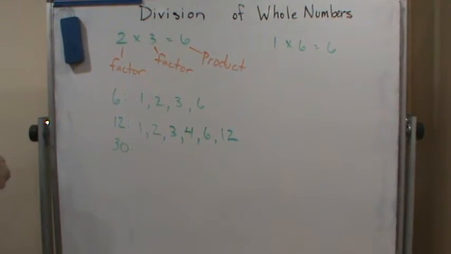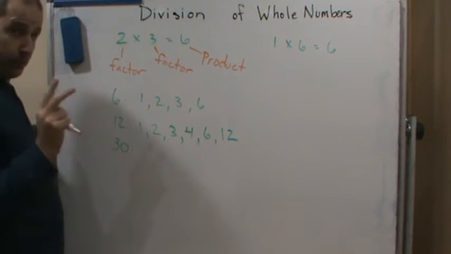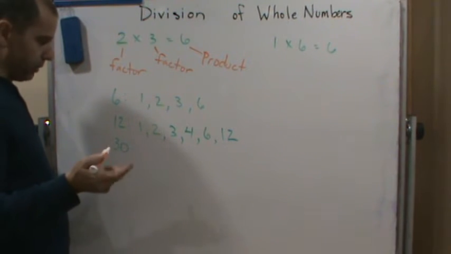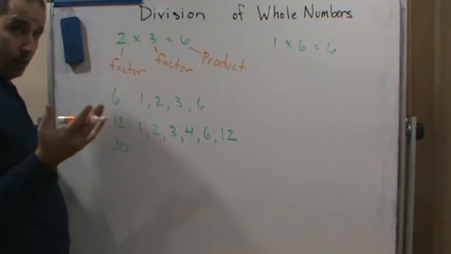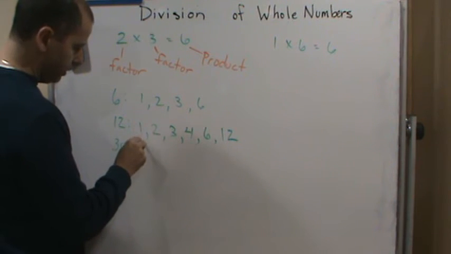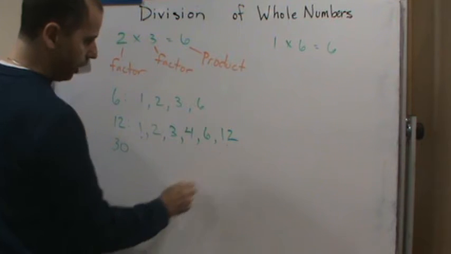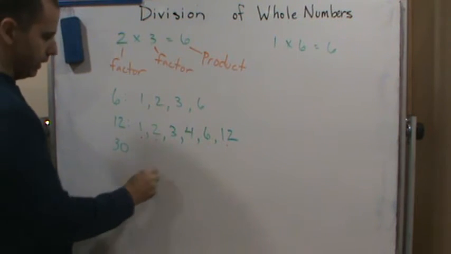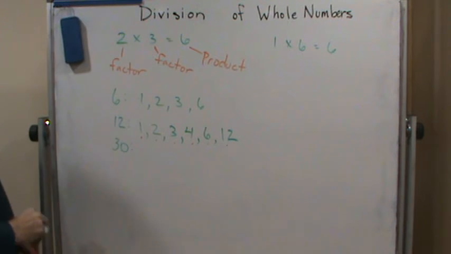Now notice something here. Notice that there are pairs of numbers that will multiply to give us 12. So 1 times 12 equals 12, 2 times 6 equals 12, and 3 times 4 equals 12. Okay? Now what about 30?